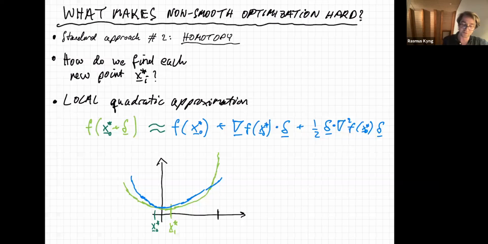So how do I find each new point xi star? I'll make a local quadratic approximation to my problem.